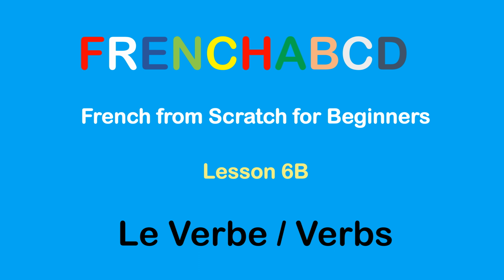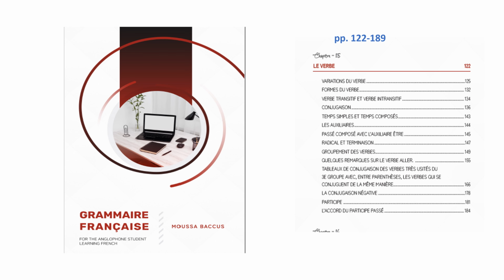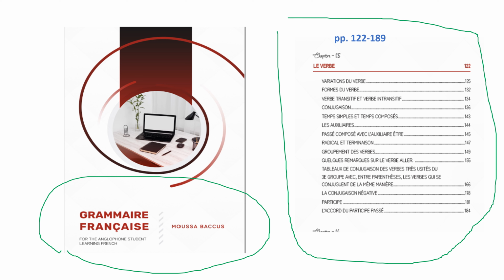Today we're going to look at lesson 6b, which is the second part on French verbs, le verbe en français. The reference material is from the book Grammaire Française for the Anglophone student learning French, and the verbs are specifically found in chapter 5, page 122 to 189. This is a whole gamut on French verbs, everything you need to know, but for your level, beginner's level that is, you don't need to know all of that at this stage. But you are more than welcome to go through them all.